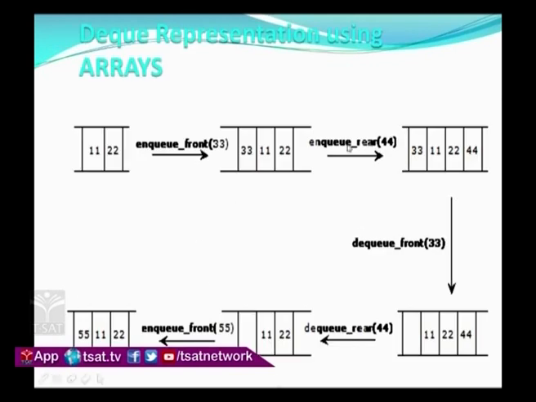Now, see here, this is an example. Initially 11 and 22 are the elements. Here NQ front is an operation in DQ, so the front element is inserted at the front side. NQ rear 44: the element 44 is inserted at the rear. Now DQ operation front means remove the element from the front, that is the front element 33, and 33 is removed. DQ rear means 44 is removed from the rear. Now 11 and 22 are there. Again NQ operation front means 55 is inserted at the front.